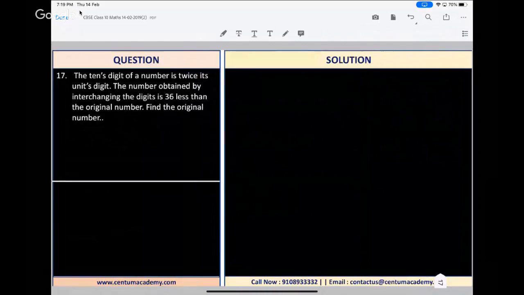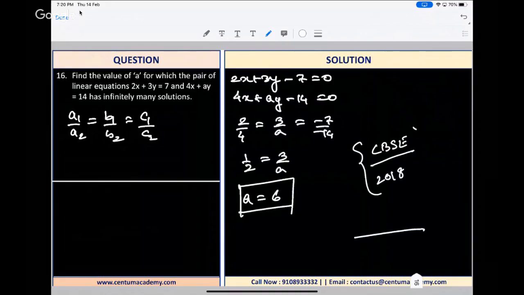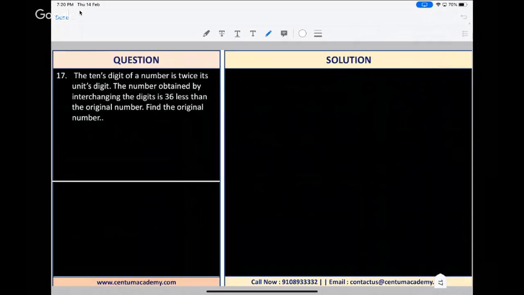Now, if you see, this particular question was asked in CBSE 2018. So this is a CBSE 2018 problem. Last year, this question was asked in the board exam. Okay. Next. Yeah, so this is the question.